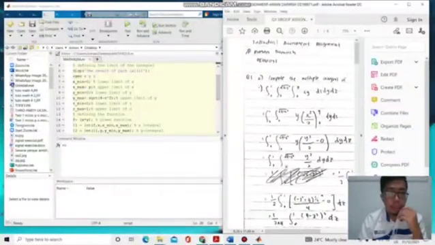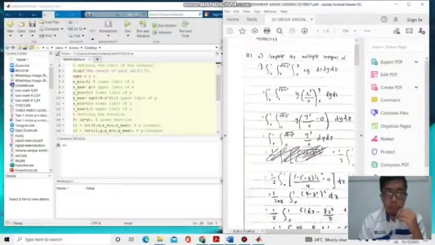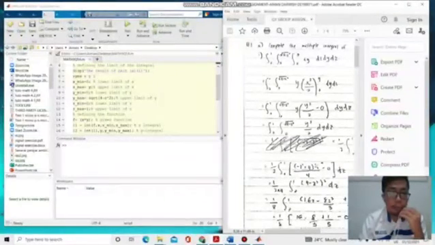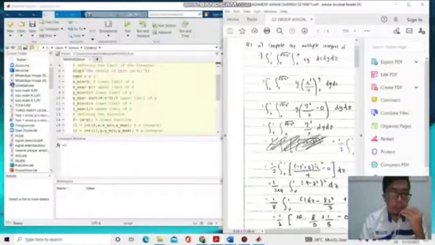Question 1A. I use syms to represent x, y, and z. x min is 0, the lower limit of x, and x max is y, the upper limit of x, and y min is 0 for the lower limit of y. y max is the square root of 4 minus z to the power of 2, the upper limit of y, and z min is 0, the lower limit of z, and z max equals 1 for the upper limit of z.